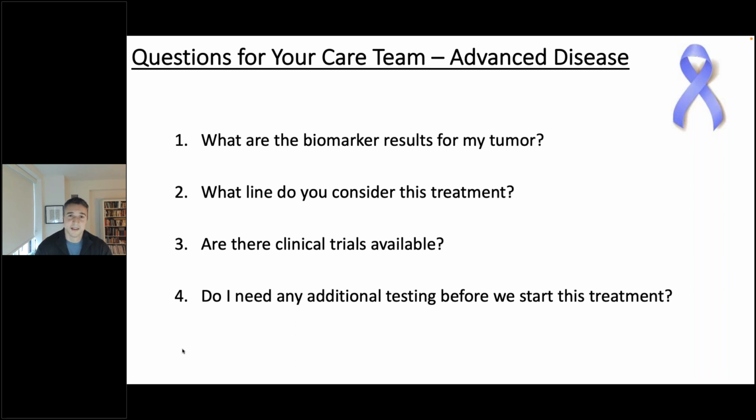It's always good to know where you stand in that treatment line. Is this my first line? Is this my second line? Is this my third line? And so if you're ever confused, just ask.